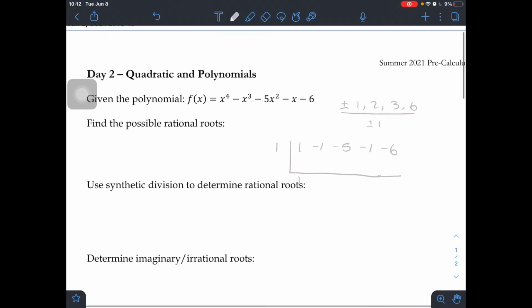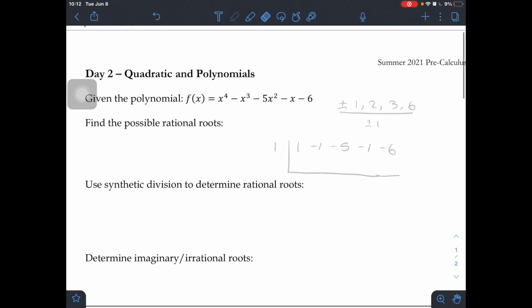So let's bring this down. 1 times 1 is 1, negative 1 plus 1 is 0. 1 times 0 is 0, so this would be negative 5. Negative 5 times 1 is negative 5. Negative 1 plus negative 5 is negative 6. Negative 6 plus 1 is negative 6. Negative 6 plus negative 6 is negative 12. So we know that is not a possible root, because it has to end with a remainder of 0.